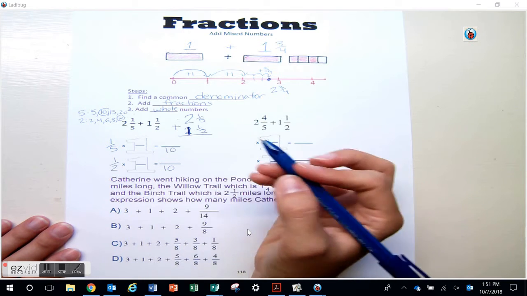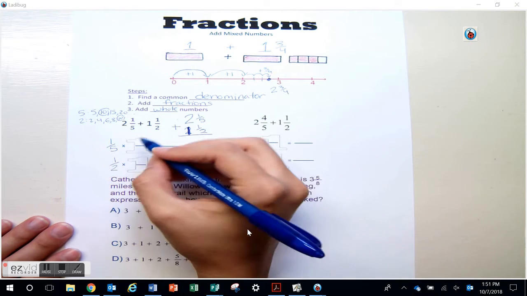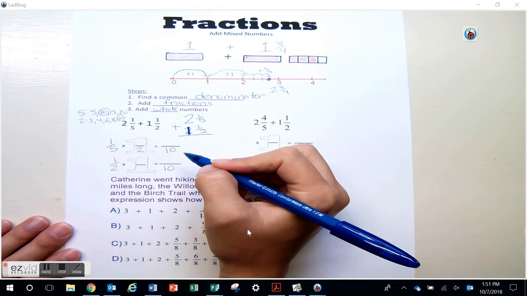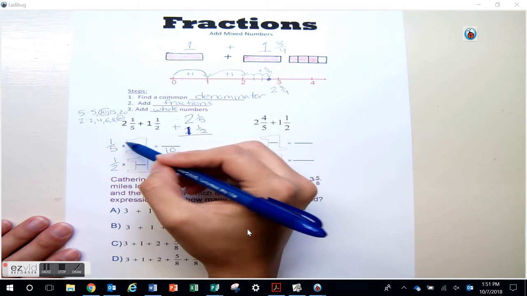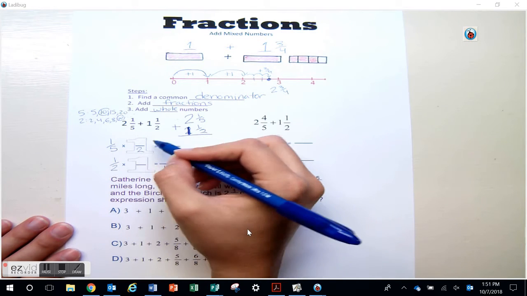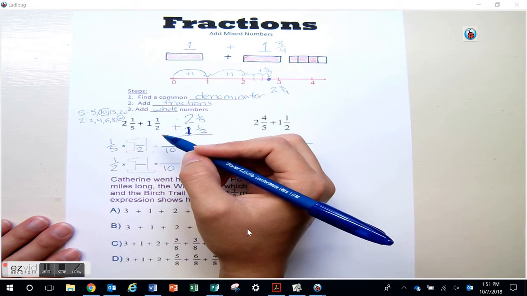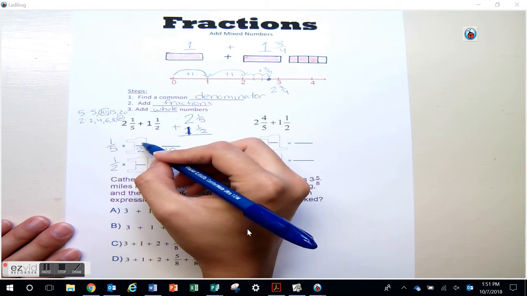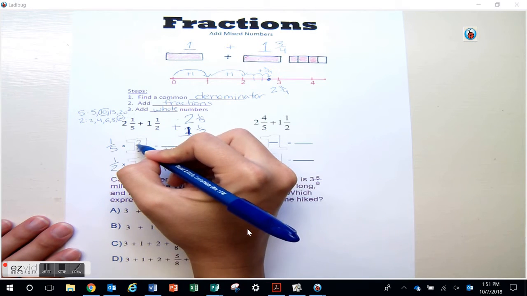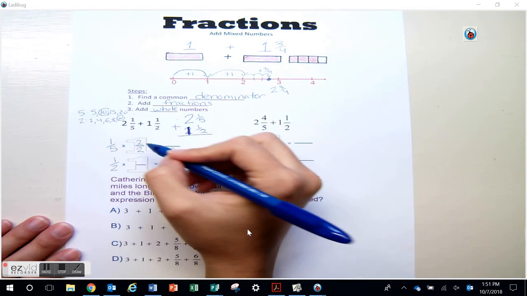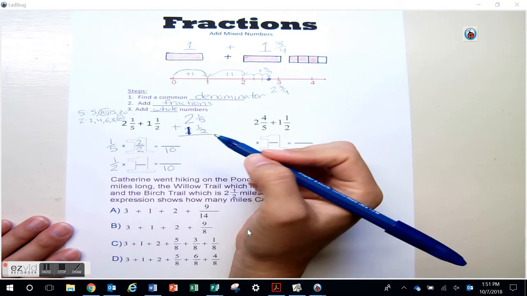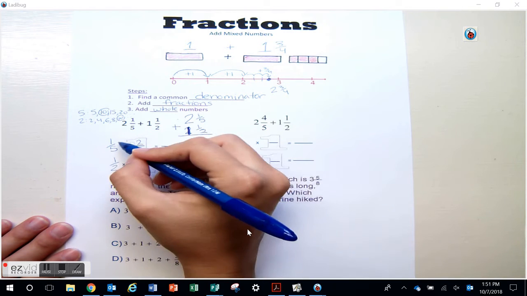5 times what gives me 10? Well, 5 times 2. Since I don't want to change the value of this fraction, I need to multiply by a giant 1. And to do that, the denominator and numerator need to be the same number. So 2 divided by 2 gives me 1. I won't be changing the value. 1 times 2 gives me 2.